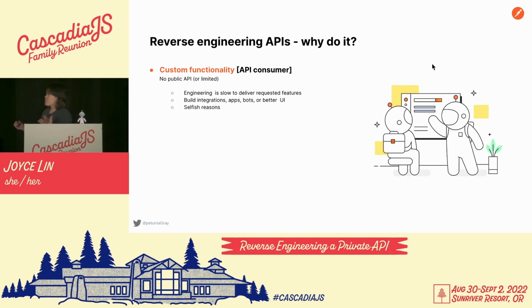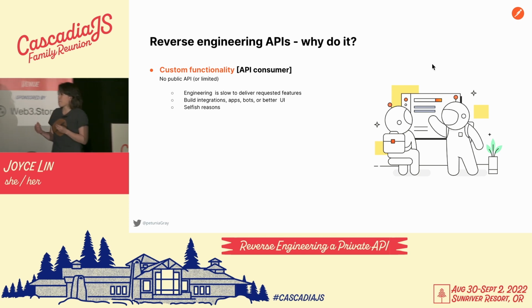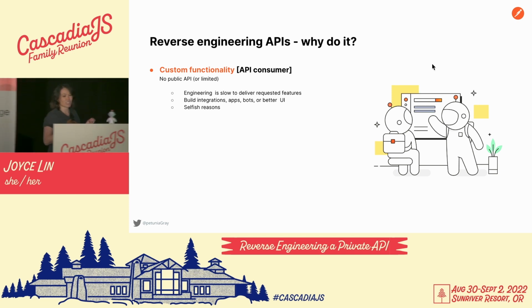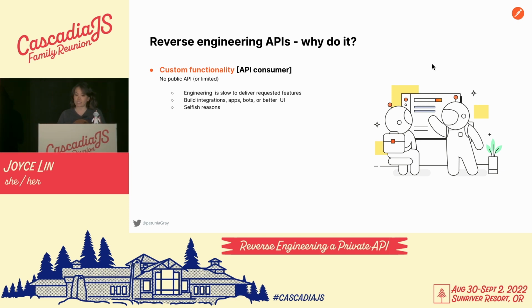Okay, so there are lots of reasons to reverse engineer an API. Maybe you're an API consumer. Okay, the engineering team is really slow. They're not building the features that you want. Maybe you want to build your own custom app, bot, or entire application. Or maybe you just have selfish reasons that you want to reverse engineer an API. So that's for API consumers.